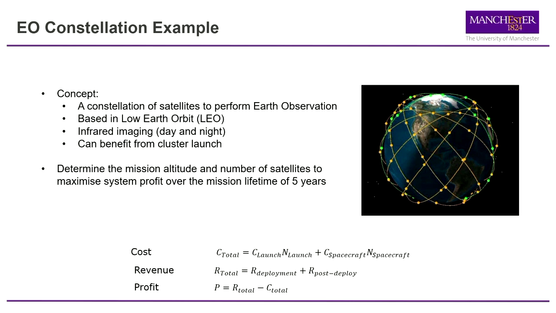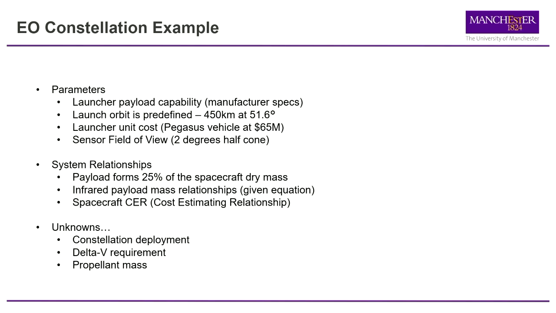And I provided some very, very simple relationships here. So the total cost of the system is going to be the cost of the launch multiplied by the number of launches required, and the cost of the spacecraft by the number of spacecraft required. We're going to have a revenue, and that's going to be revenue during deployment, so whilst these satellites are separating out to their places, and then a revenue after they've been deployed when the system is fully operational, so they're actually providing more value at that point. And then we can define a really coarse profit based on the difference between the revenue and the cost. Okay? So very, very simple relationships.